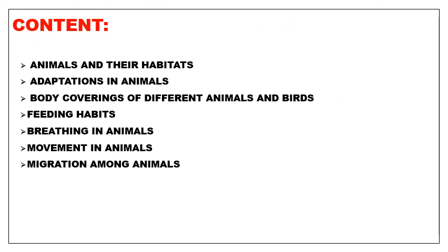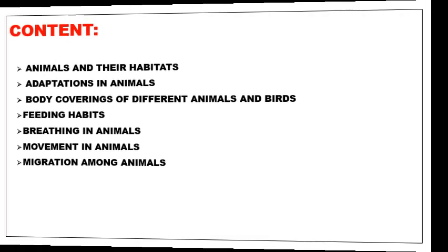In this chapter, we will study about animals and their habitats, adaptation in animals based on different characteristics like adaptation for body coverings, feeding habits, breathing in animals, and movement in animals, and also about migration among animals.